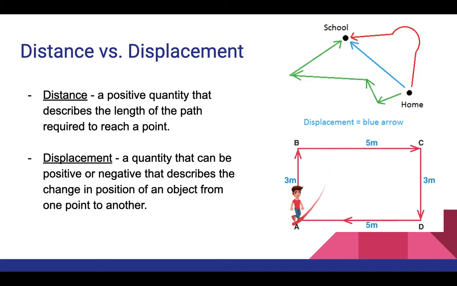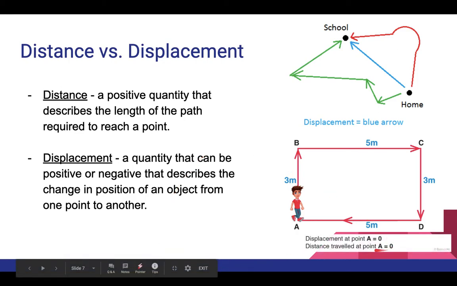Okay? To give you another example, okay? If this person right here walks from point A to point B to point C to point D and then back to point A, their overall displacement is 0 because they end back up where they originally start. Their change in position is 0. However, their distance traveled is going to be 3 plus 5 plus 3 plus 5, which in this case is going to be 16 meters, okay? So distance versus displacement, distance is always going to be a positive quantity that measures the length of a path, whereas displacement measures how far you end up from your original spot at the end of a certain travel, okay?